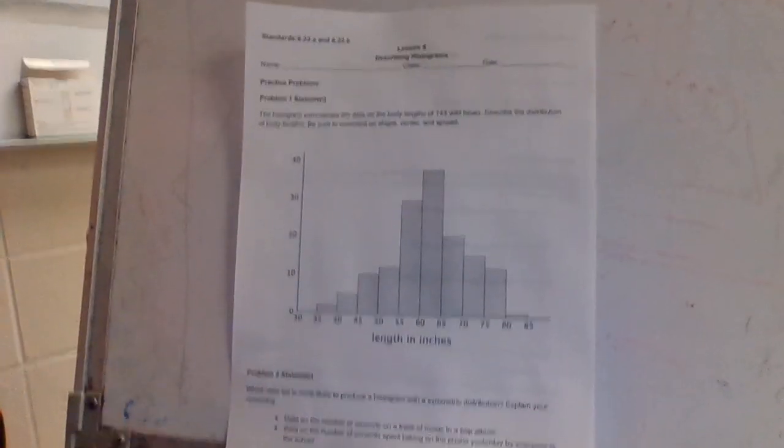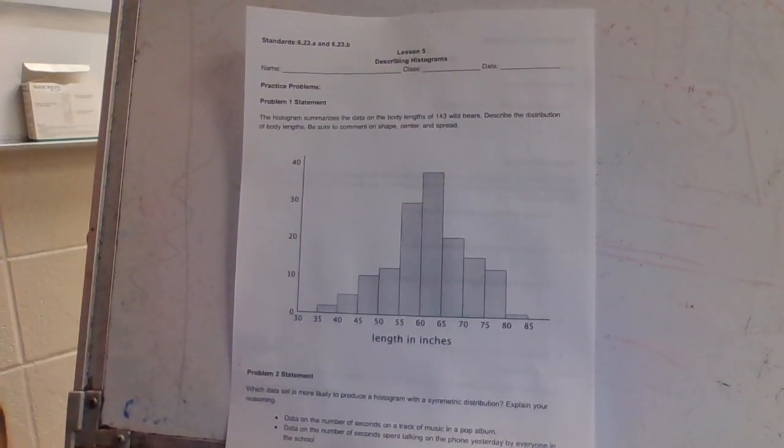Okay, all right. So practice problems. Problem number 1. The histogram summarizes the data of the body lengths of 143 wild bears. Describe the distribution of body lengths. Be sure to comment on shape, center, and spread. Okay? All right, so that's kind of like what you want to be able to do here.